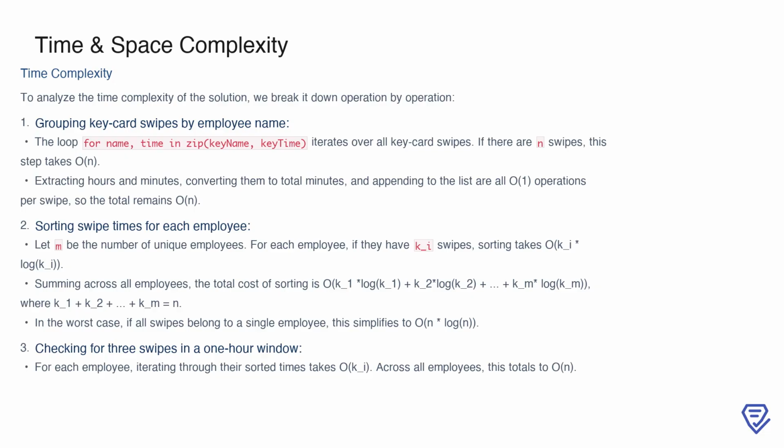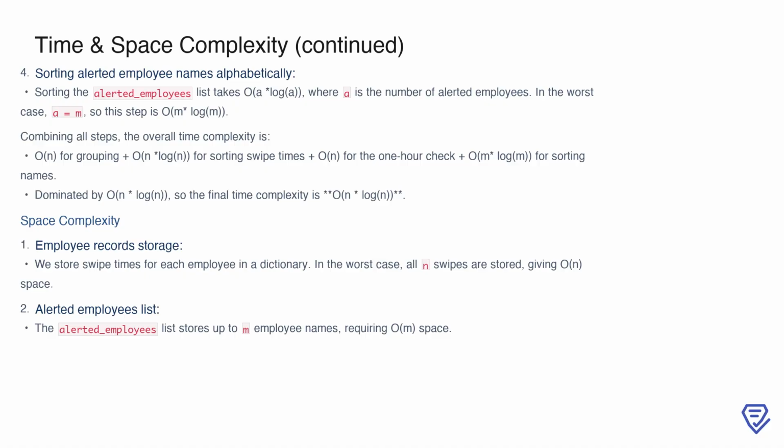Finally, we check for 3 swipes within a 1-hour window. For each employee, iterating through their sorted swipe times has a time complexity of k_i. When summed across all employees, this step also totals n. We now discuss the time complexity of sorting alerted employee names alphabetically. Sorting a list of alerted employees takes a log a, where a is the number of names in the list. In the worst case, a could equal m, the total number of unique employees. Thus, this sorting step has a complexity of m log m.